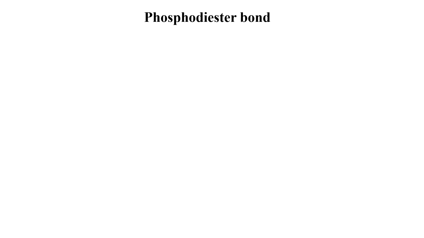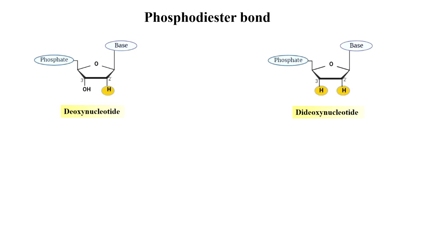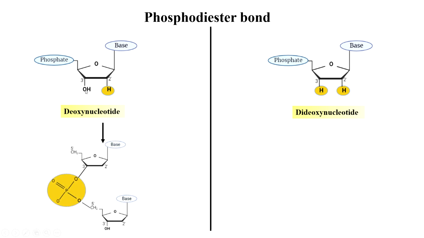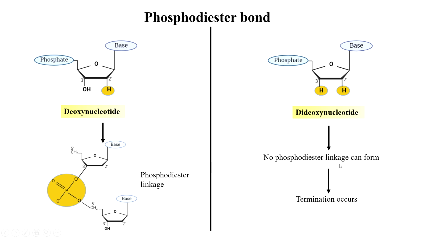Now let's understand this more clearly. Here you can see the structure of deoxynucleotide and the structure of dideoxynucleotide. In the deoxynucleotide, 3' OH is present, and this 3' OH can form the phosphodiester bond with the adjacent nucleotide. But in the dideoxynucleotide, 3' OH is absent, so it cannot form the phosphodiester linkage, so termination occurs.